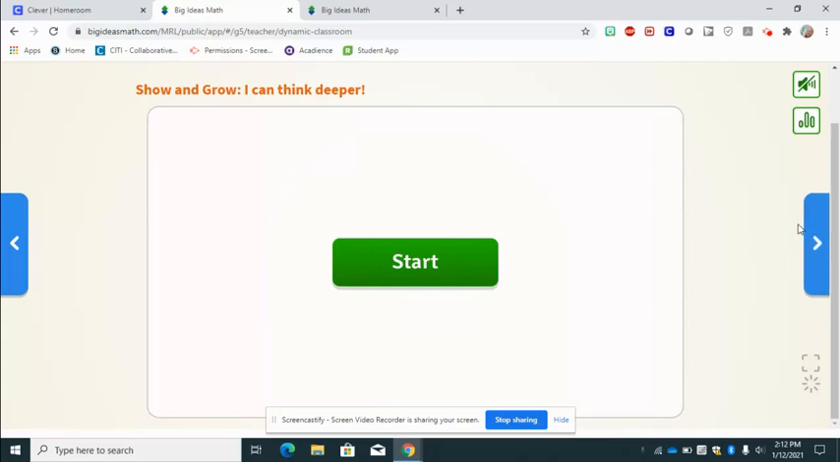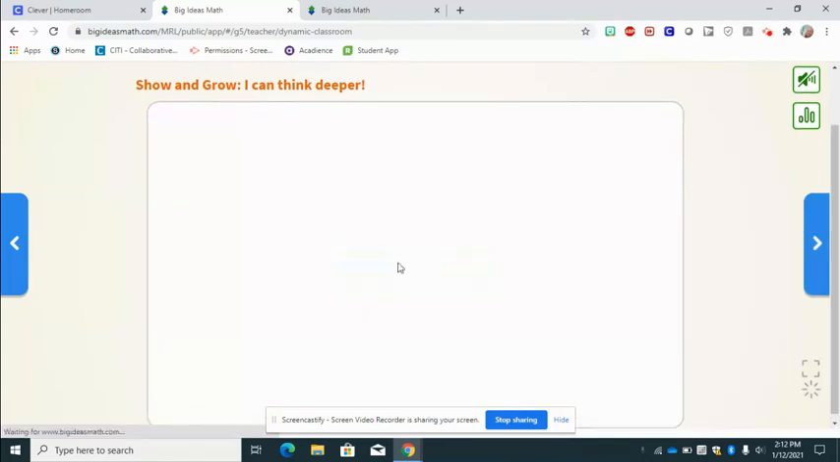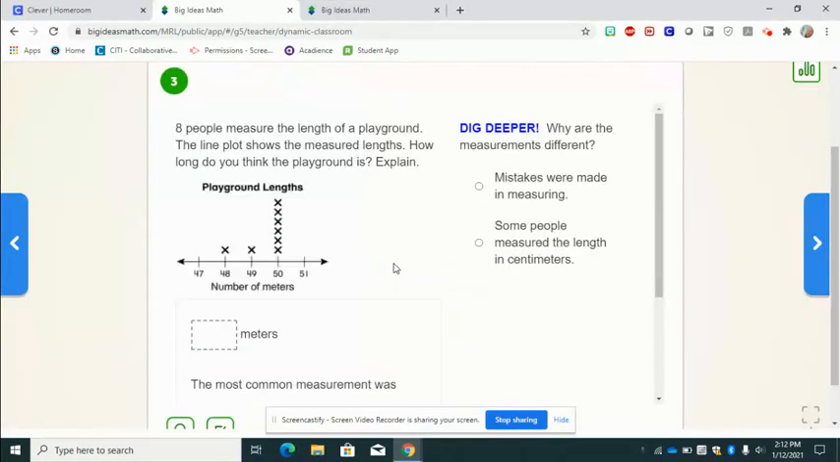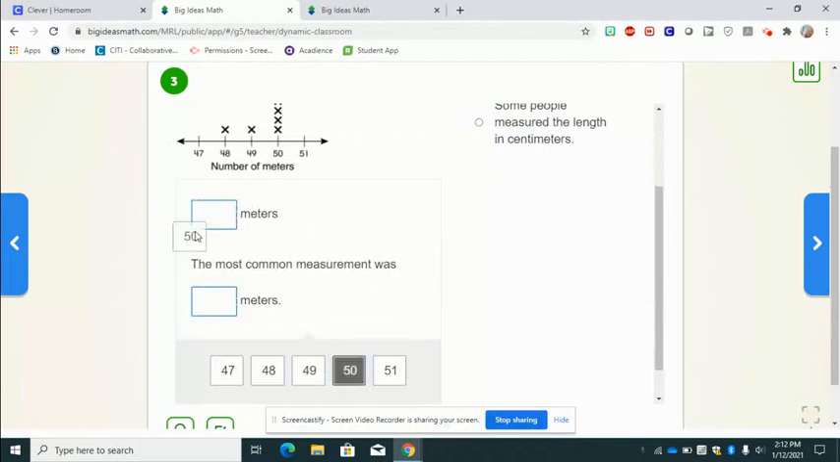Okay, now we're looking at number 3, which is on page 646 in your math books. It says 8 people measure the length of a playground. The line plot shows the measured lengths. How long do you think the playground is? Explain. All right, so everyone measured the length of a playground, and these are the different lengths that came up. One was 48 meters, because it's measured in meters. One was 49 meters, and 1, 2, 3, 4, 5, 6 measured 50 meters. So I think because this one had the most, that 50 meters is the length of the playground.